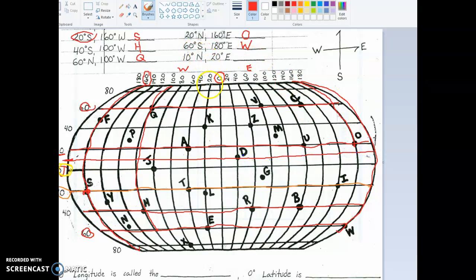Then we've got 20 degrees east, so again we start at 0 with our prime meridian. We know that east is this direction. Follow it down. And we end up here at point D.